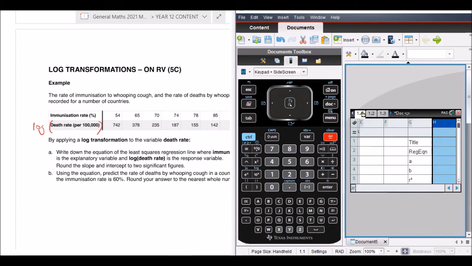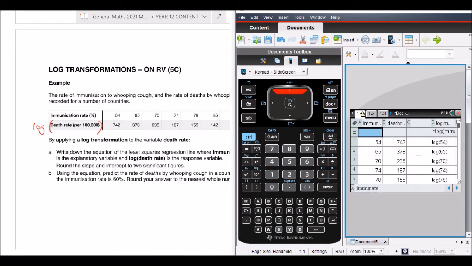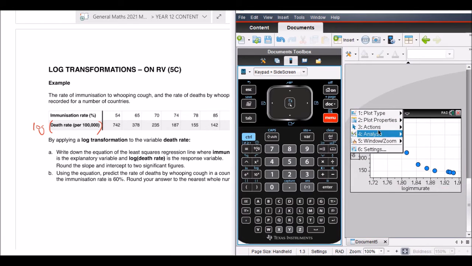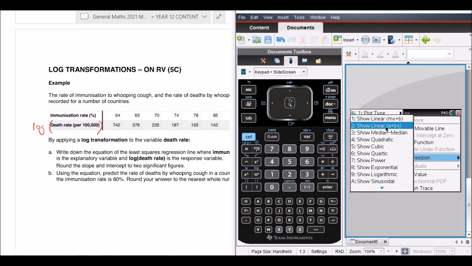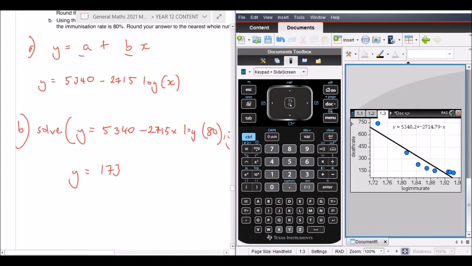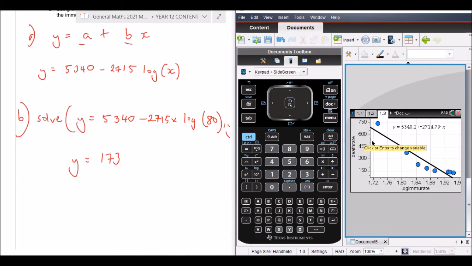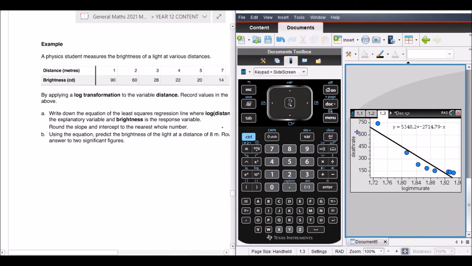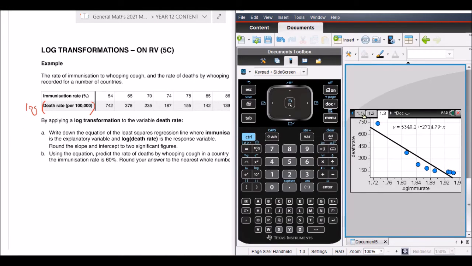Also, as a side note, in case you've forgotten, you can also get your formula if you go into your lists and spreadsheets, or here, data and stats. I've already put my transformed data there. If you just go menu, analyze, regression, and then a plus bx, there's your rule there. It's the same as the rule that we had initially, except remember, I did round it because it says to round to the nearest whole number. So that's another way you can do it, but we'll just continue doing it here.